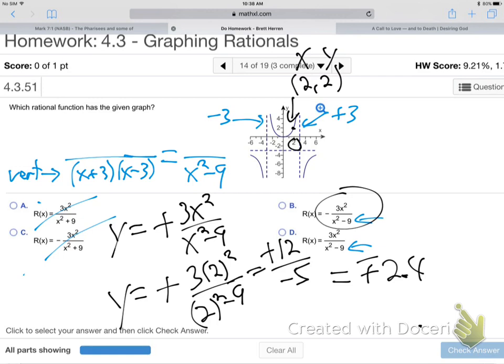B is right. You do need that extra negative in the front because that extra negative and the negative on the bottom, 2 negatives make positive 2.4. So it is indeed B. Is that okay, guys? Don't need a graphing calculator. Just find the verticals, plug in 1 point, and you can tell.